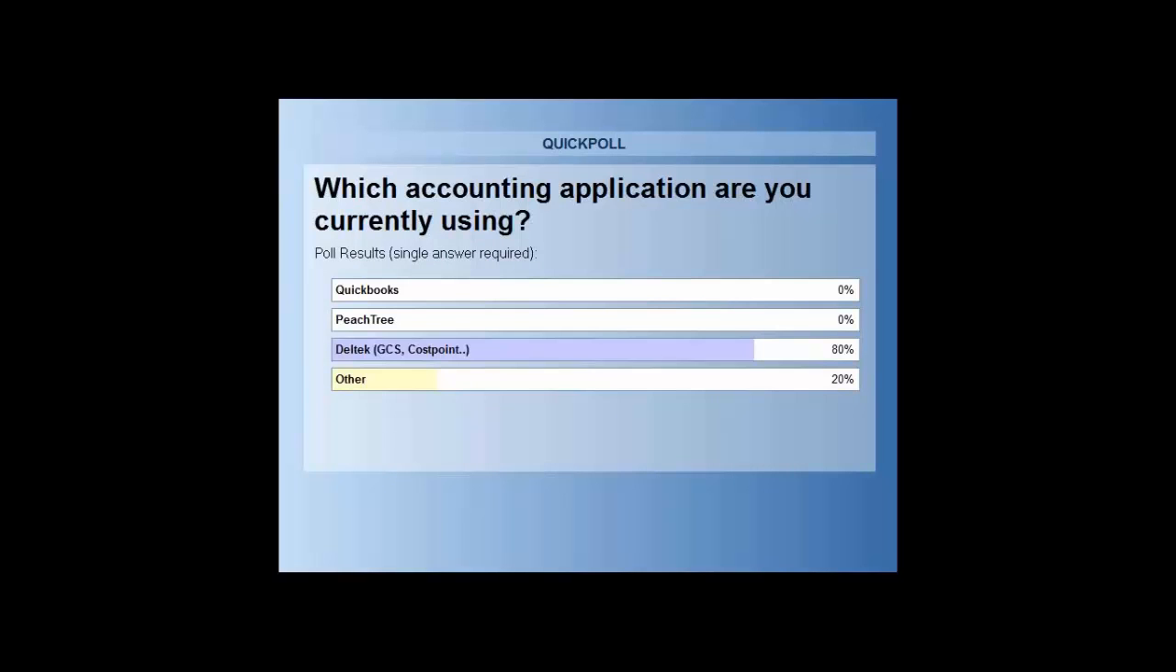Terrific. 80% of you are on a Deltek system. Deltek does make a great investment in creating systems, as Sean pointed out, not systems that are approved by DCAA, but systems that have a long history of being properly configured so that the contractor is approved as DCAA compliant. And 20% of you are on other systems. Be curious to learn what those are. Please feel free to write those into the question block as you go through.